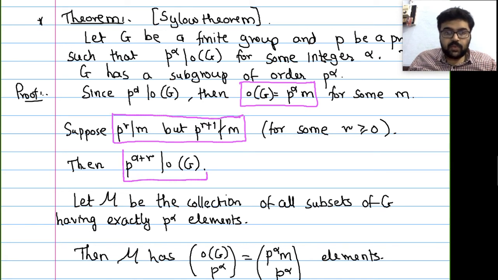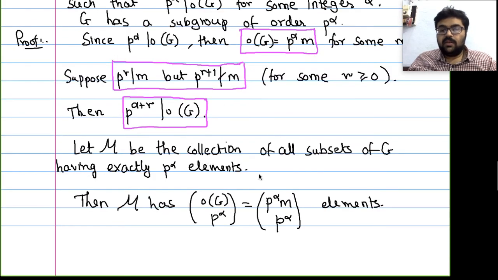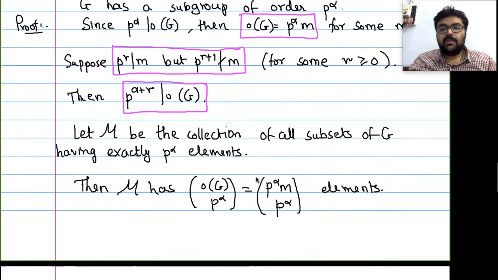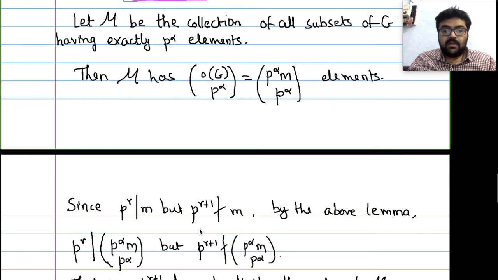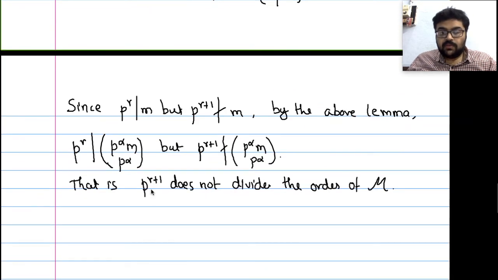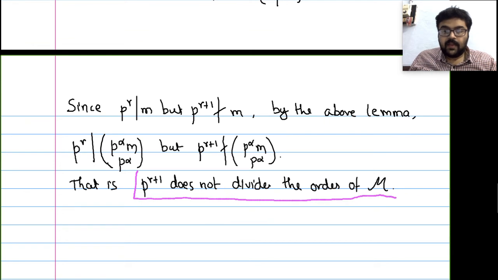So how many powers of p does G have? Alpha were already outside here, and m has r. So G has at most alpha plus r powers. Then this is the collection of all subsets having p power alpha elements. And by the above lemma, this is also one of the facts we need. So we want this also. Right, our setup is done.